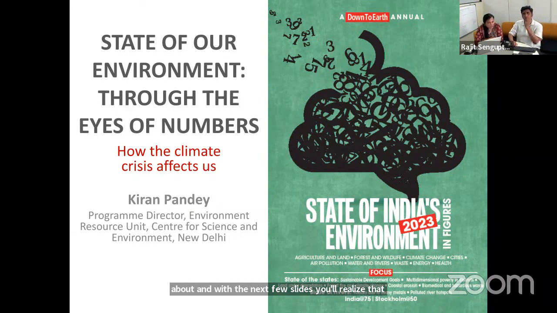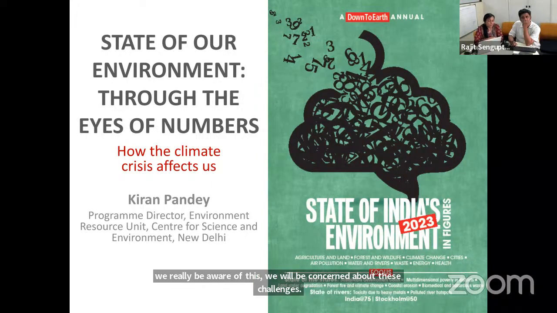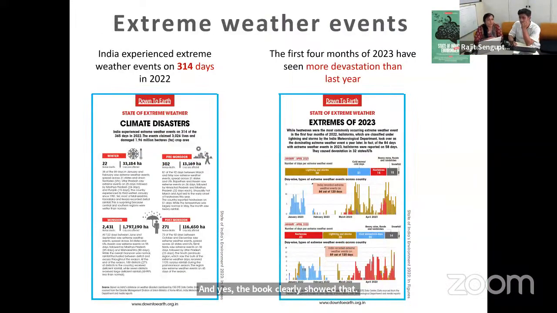People often question us: is it really happening? Should we really be aware of this? Should we be concerned about these challenges? And yes, the book clearly shows that. In fact, this year has been remarkable because many reports have been released, globally and nationally as well. The reports talk about how climate has been impacting us. For example, the IPCC global report has clearly shown that it's a crisis that we all have to be concerned about. Now, our report further adds to the evidence.